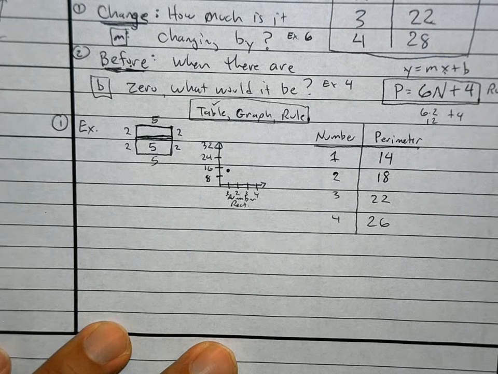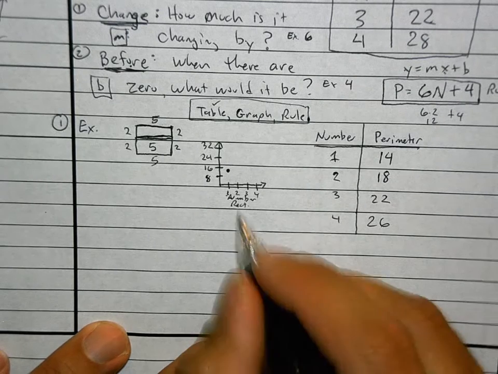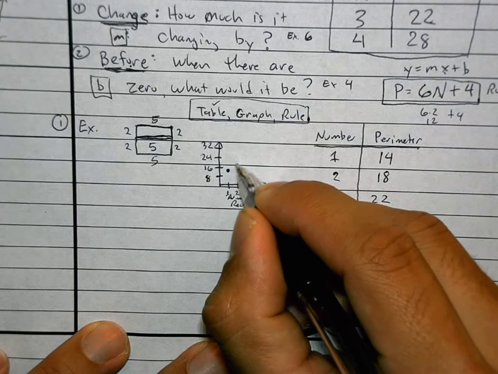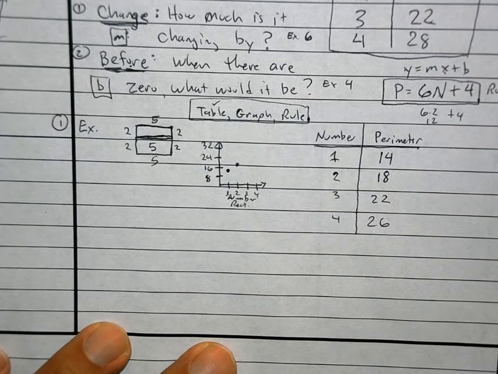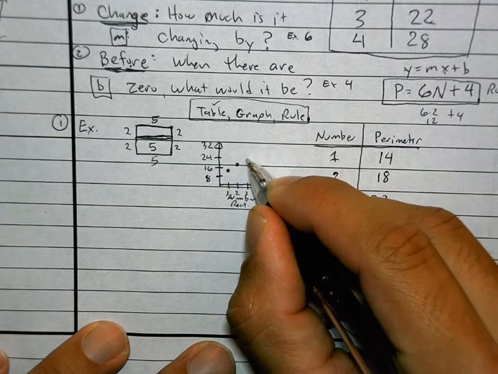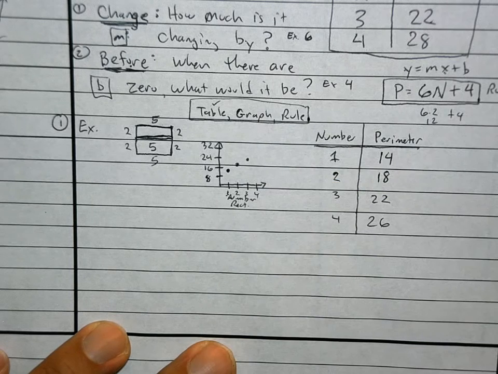When there are 2 rectangles, what's its value? 18. I go up to where it's a little higher than 16. When I go to the third one, I go to 22, which is a little below the 24. And then 4, I go to 26.